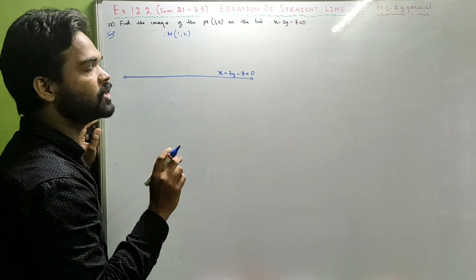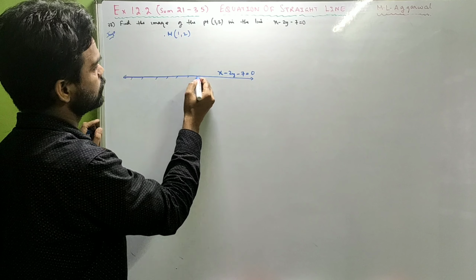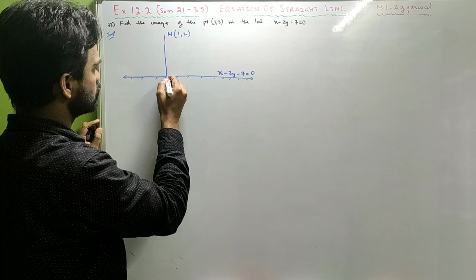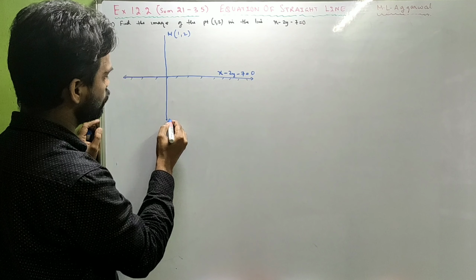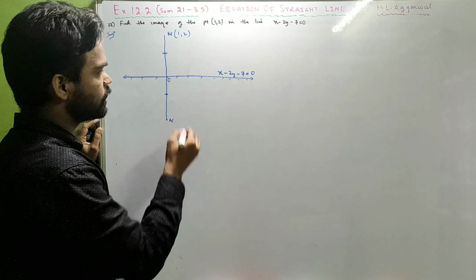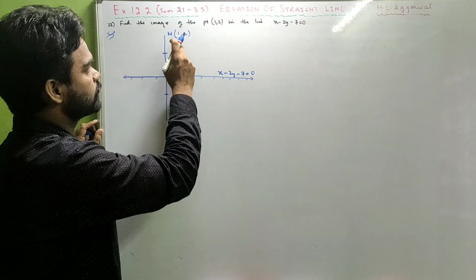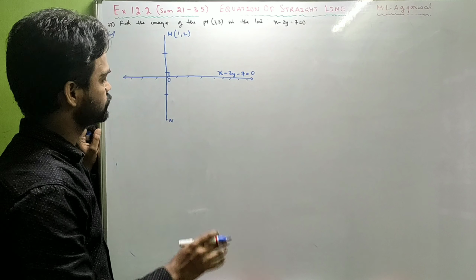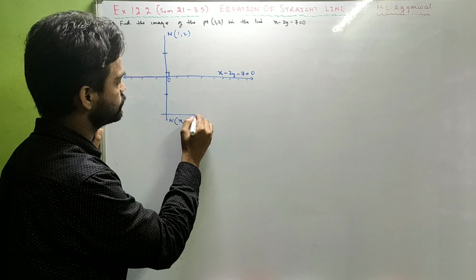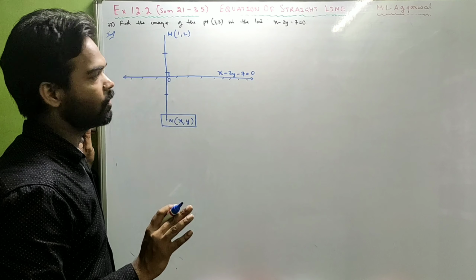You need to find the image of the point (1, 2) in the line, which means suppose this is a mirror. Then the image of this will be somewhere over here. Suppose N, and MO will be equal to ON and this will be perpendicular. Characteristic of reflection. N is the image. Suppose (x, y). We need to find the point N, that is (x, y).